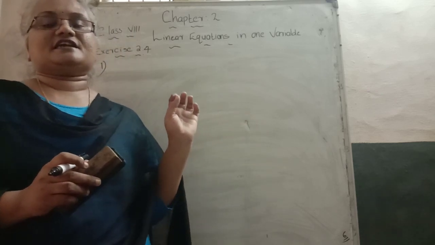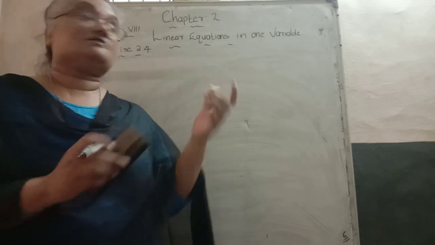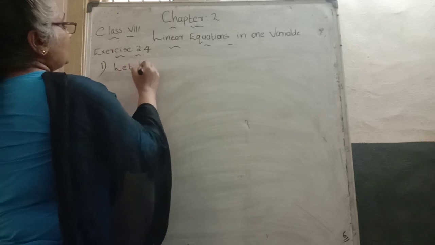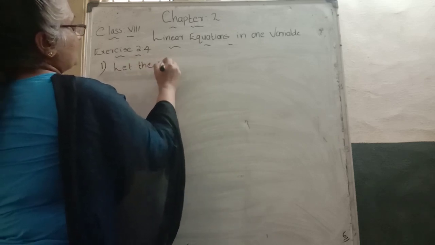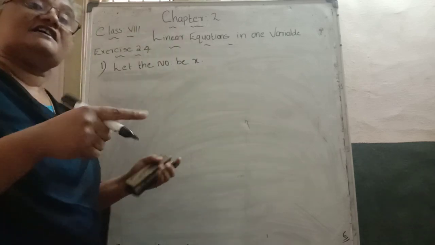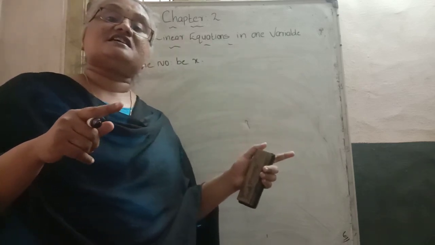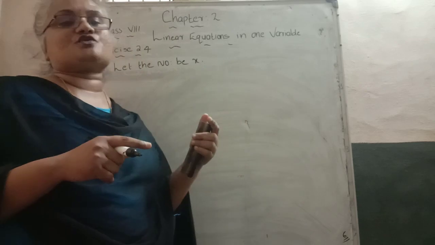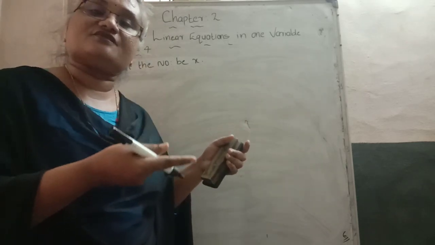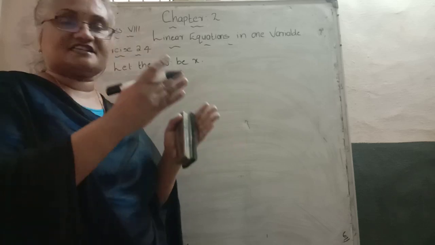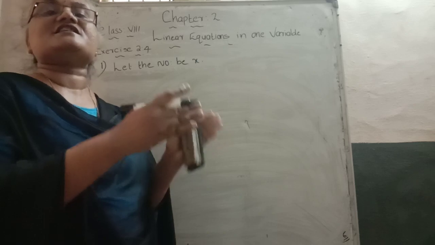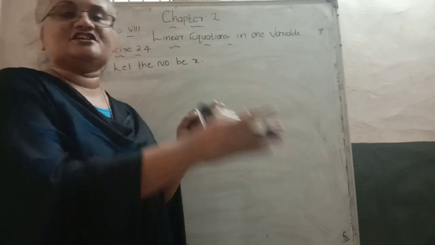So we can take it as: let the number be, let the thinking number be x. Then that number is subtracted with 5 by 2. See what she is doing there? That number is subtracted with 5 by 2, then one result we will get. Subtraction rule.